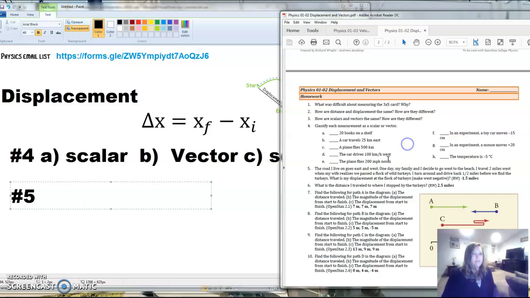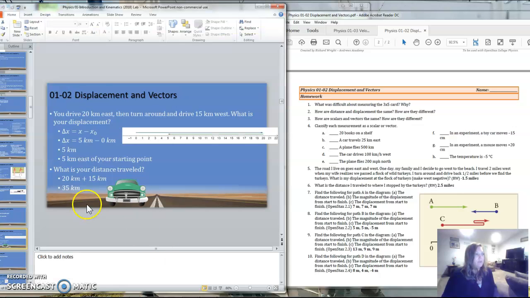Okay, so let's look at number 5 together. This one's a little bit tricky. It's very, very similar to the PowerPoint slide, this one right here that says displacement in vectors. If you drive 20 kilometers east, then turn around and drive back 15 kilometers west, what is your total displacement?